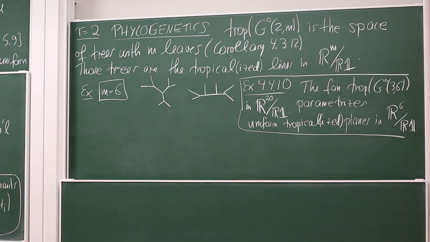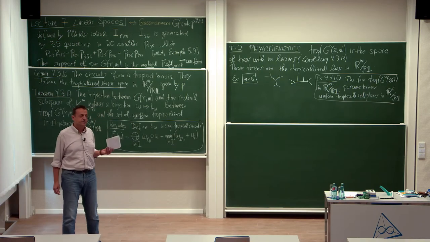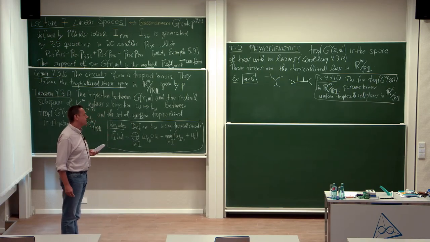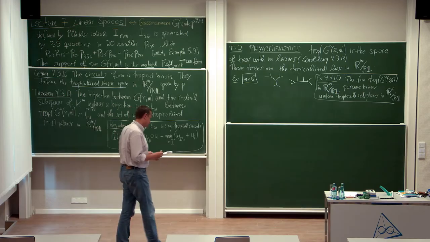And that's no surprise to matroid theorists, because in rank 3 and 6 elements, everything is realizable, and so it is in rank r equals 2, but from that point on, there will be a distinction, as we shall see.